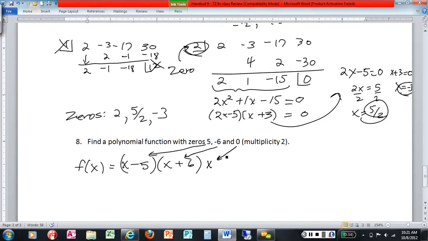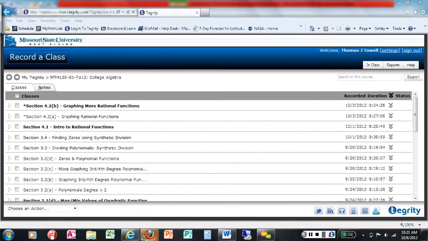And then what about this multiplicity 2? Yeah, that means you want to have 2 factors of it, so it would be x squared added to that. If you have a multiplicity, just add that as a power on your factor. And then I may have you multiply that out. Case B.